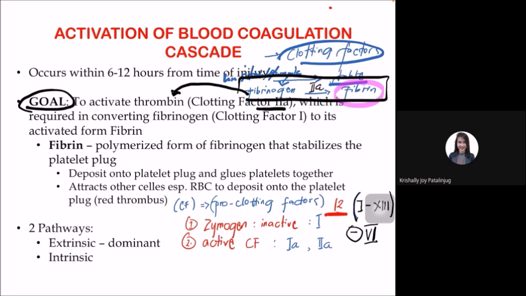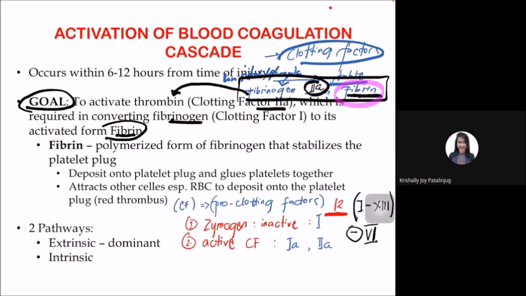conversion na to. Nakuha? Kailangan yan para ma-convert si fibrinogen to fibrin. Di ba sabi natin kanina, to have a stable clot, kailangan natin i-convert si fibrinogen to fibrin. Paano ba yan naka-convert si fibrinogen-fibrin? Kailangan natin si clotting factor 2A. Okay, so kailangan ma-activate si clotting factor 2A.